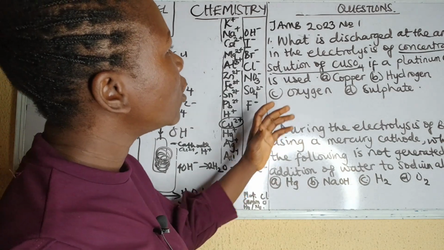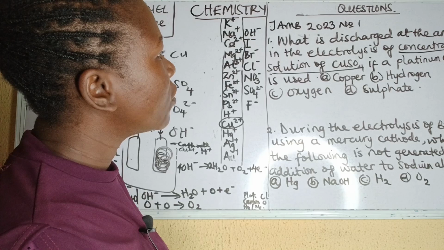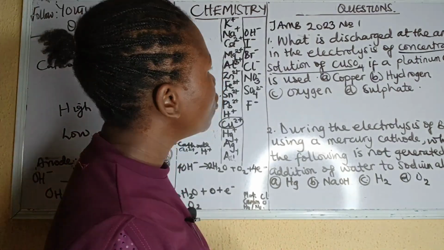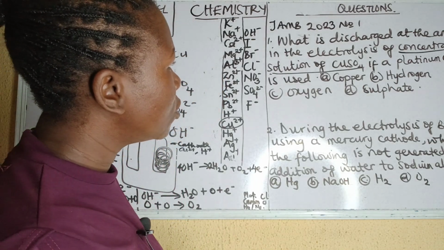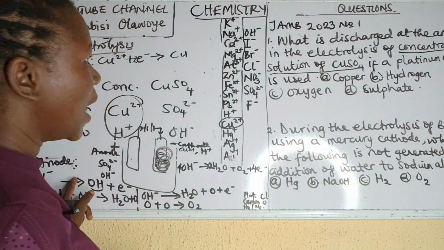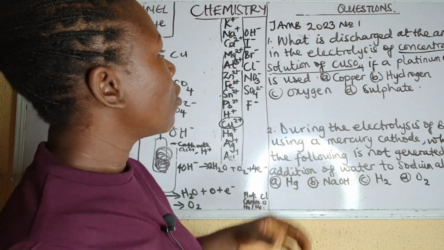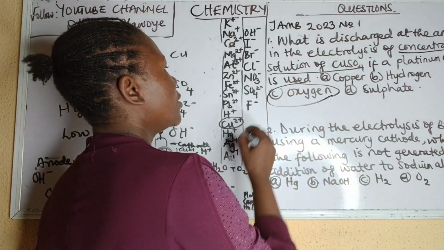So now what is the question? What is discharged at the anode in the electrolysis of concentrated solution of copper 2 tetraoxosulfate 6 if a platinum electrode is used? So at the anode, the answer is oxygen. At the cathode, it is copper. So the best answer here is option C.